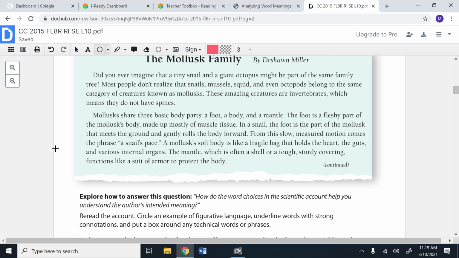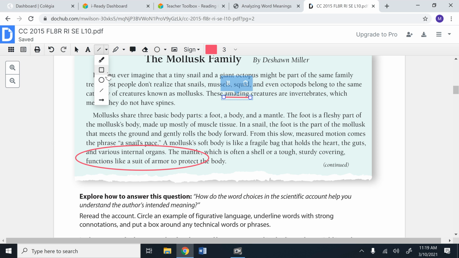Well, I can see in the last paragraph that they refer to the mantle as functioning like a suit of armor. So I'm going to go ahead and circle this. The mantle functions like a suit of armor. Next, they want me to underline words with strong connotations. So I'm going to take my underline tool, and I notice that they refer to these creatures as being amazing. This is a very strong, positive word.